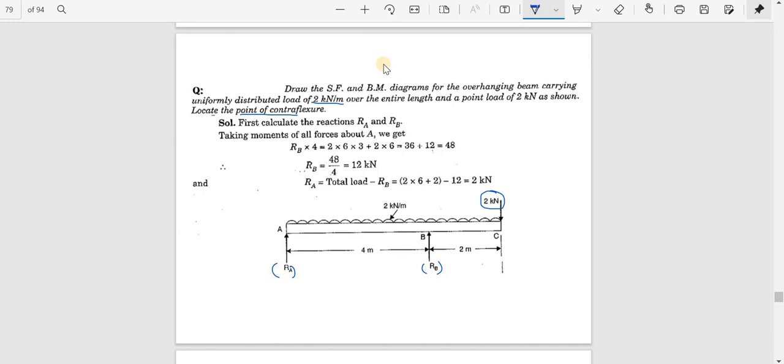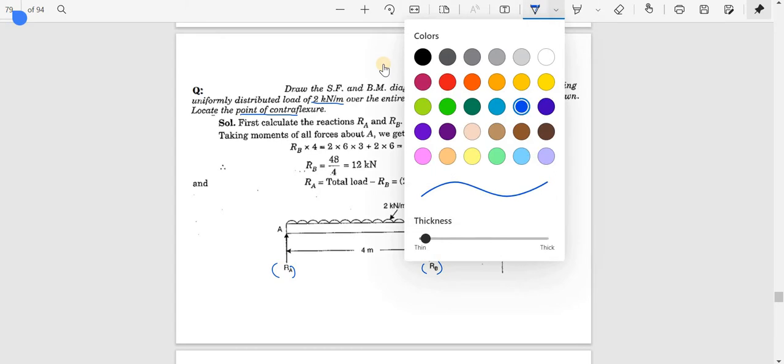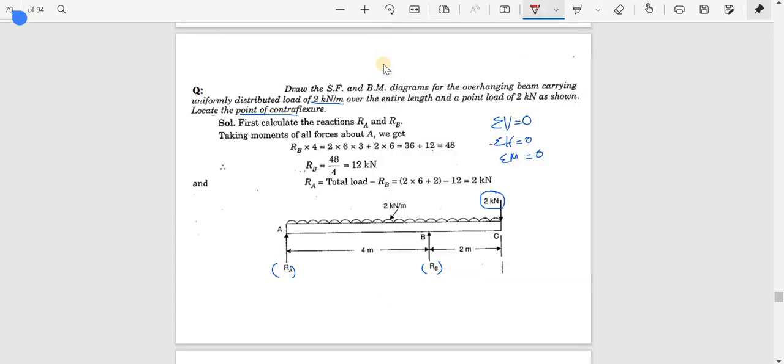In order to find out the reactions, we have equilibrium equations. What are the equilibrium equations? Generally, sigma V is equal to 0, the sum of the vertical forces is equal to 0. Sum of the horizontal forces is equal to 0. And the sum of the moments at some point is equal to 0. These are the available equilibrium equations. But in this case, there is no horizontal force, so we cannot use this equation.